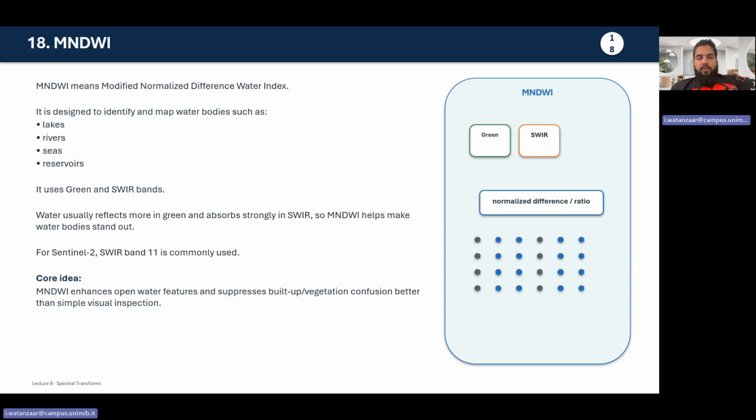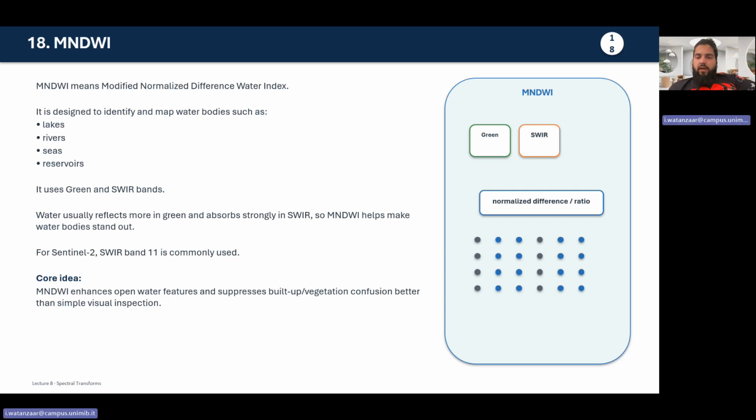This is the last slide. We have almost reached the end of this lecture on spectral transforms. In summary, we have seen what the spectral vector space is and what spectral transforms are, and then we have seen the two types of spectral transform, linear and non-linear. In the linear, we discussed principal component analysis, or principal component transform, in more detail, and then we discussed Tasseled Cap and compared the two.